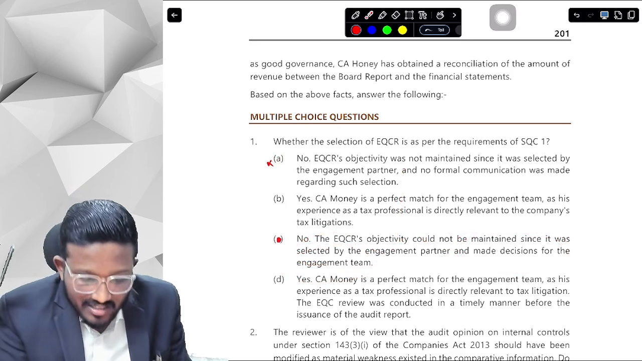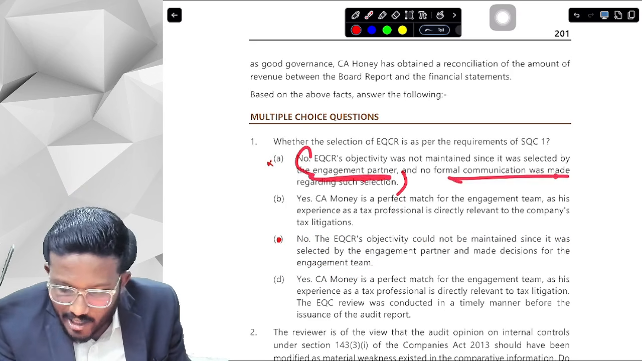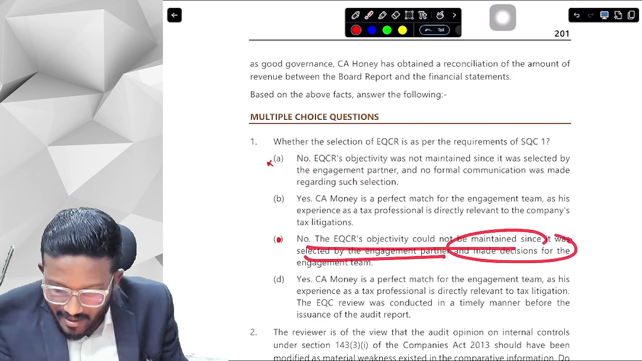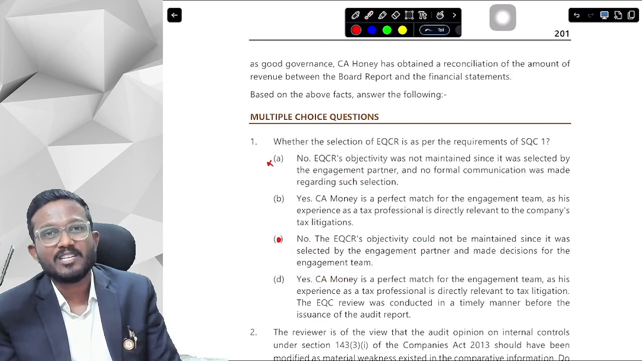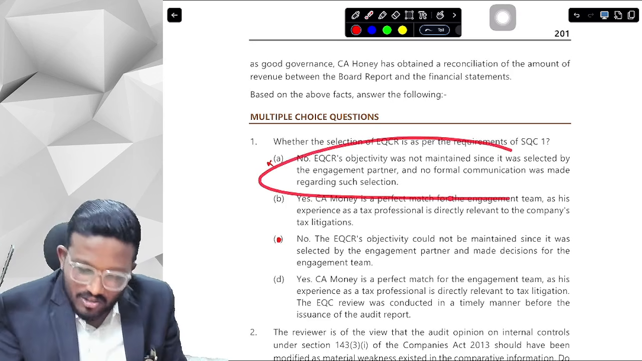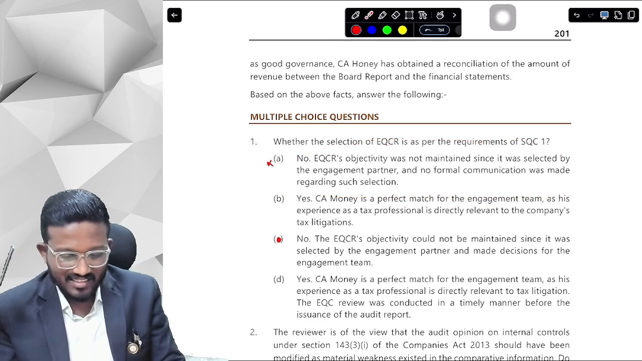Why, sir? Because this just covers one point, that it was selected by the engagement partner, and this covers two points, that it was selected by the engagement partner, and he also made decisions about the engagement team. So this is more comprehensive. That's why this is selected as the answer. Otherwise, this is also a correct answer. Okay, yes. Let's do question number 2.